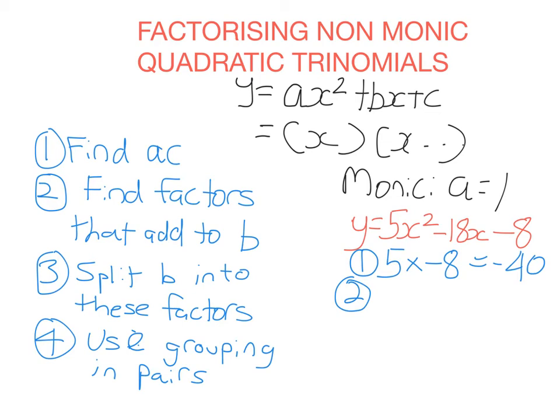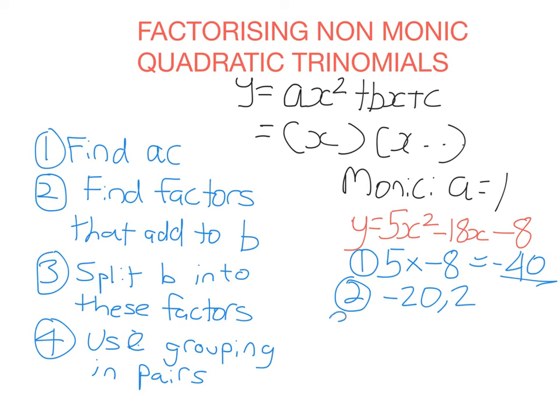So go through the normal factors of 40. Now, we know that one of them has to be positive and one of them has to be negative to multiply to negative 40. So we go through that process, trying the factors. 1 and 40 won't work, 4 and 10, no, we can't get them to add to negative 18, but we can get it to work with 2 and 20. So to get to negative 18, I have to have a negative 20 and a positive 2. Because those two numbers multiply to negative 40 and they add to negative 18.